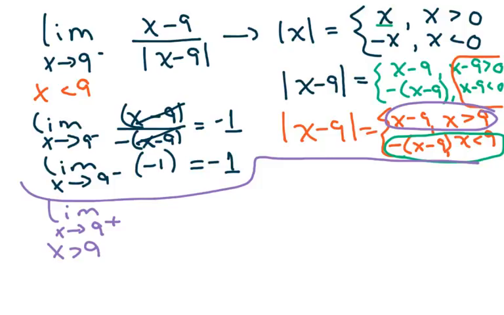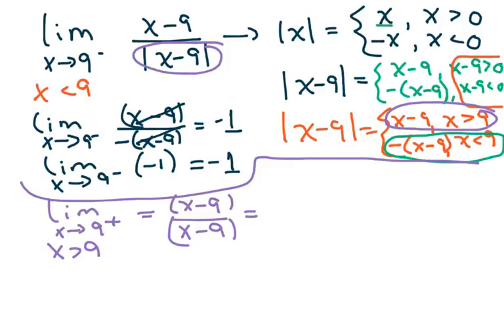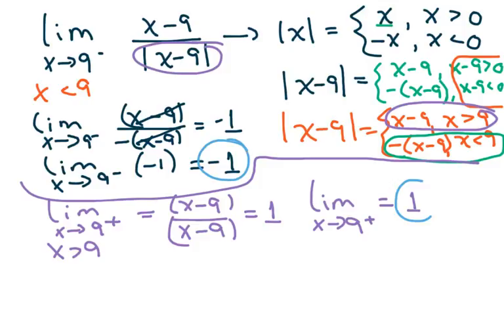So I'm going to substitute, and that's going to equal x minus 9 over x minus 9, and that equals positive 1. So the limit as x approaches 9 from the right equals 1. Since the limits don't match, the two-sided limit does not exist.